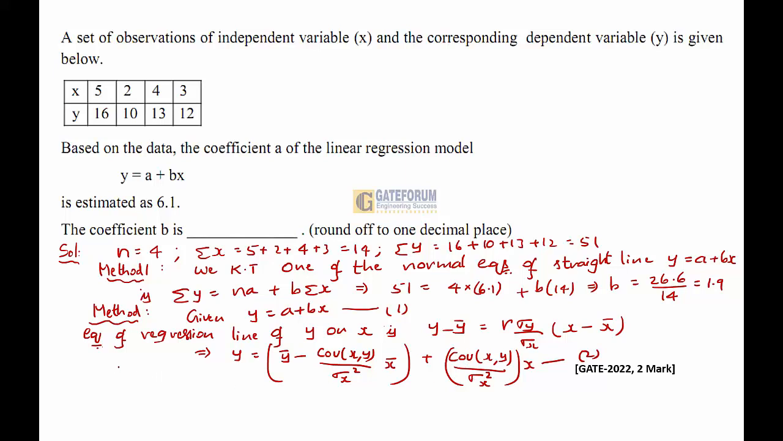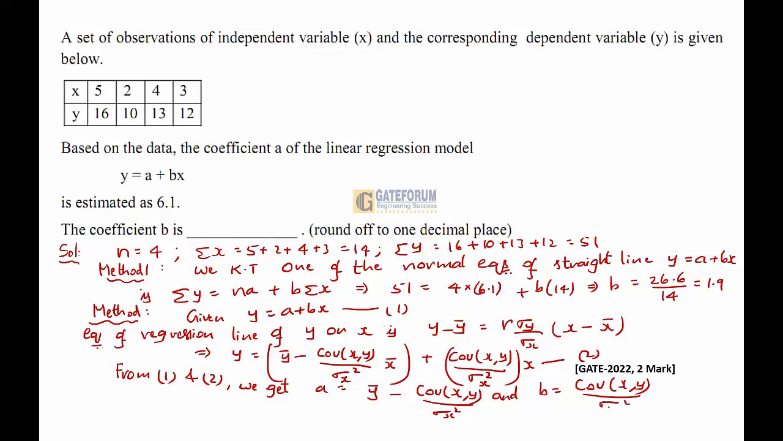Okay. From 1 and 2, we get A is equal to y bar minus covariance of x comma y divided by sigma square x, and B is equal to covariance of x comma y divided by sigma square x.